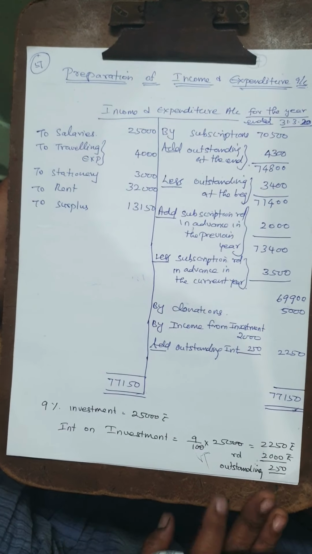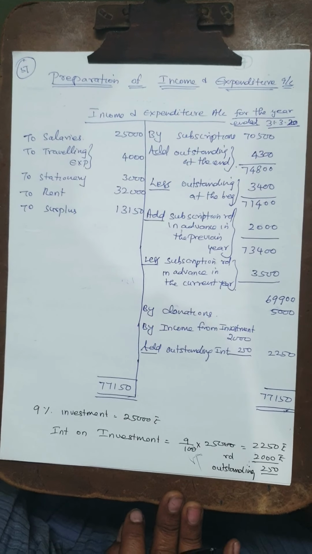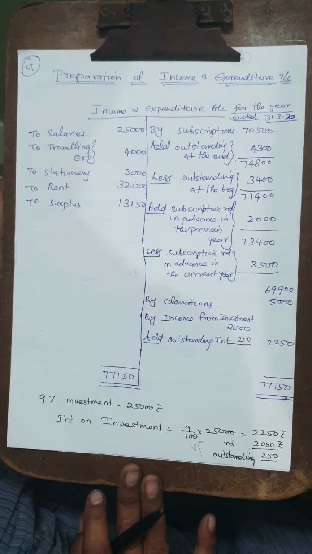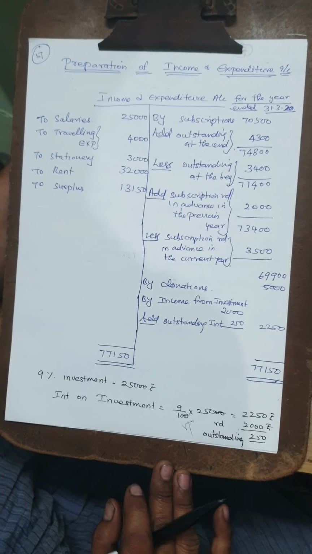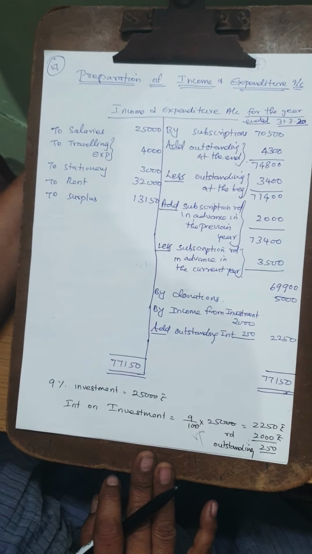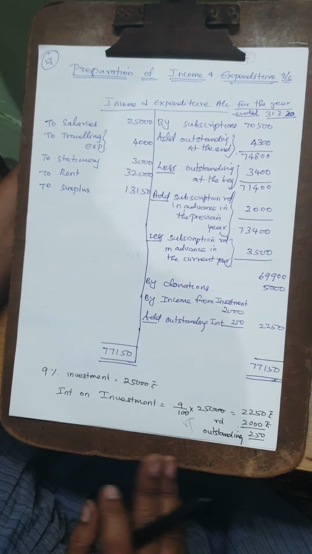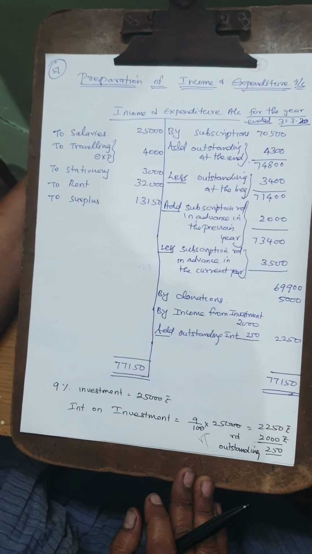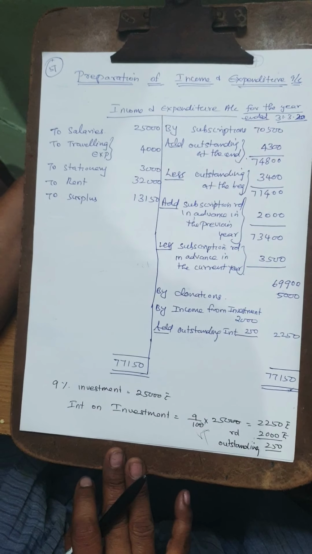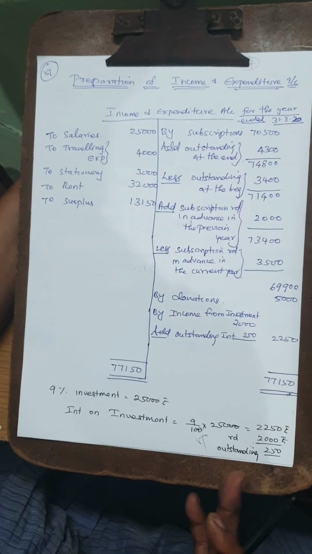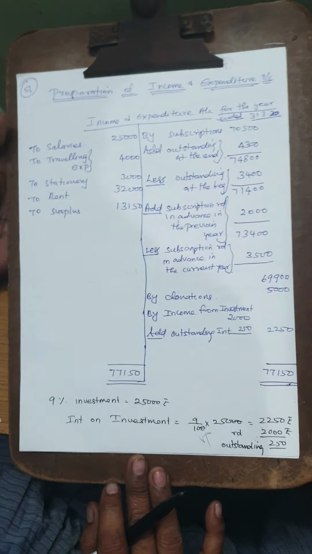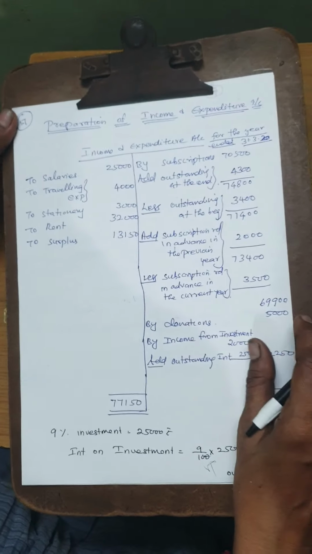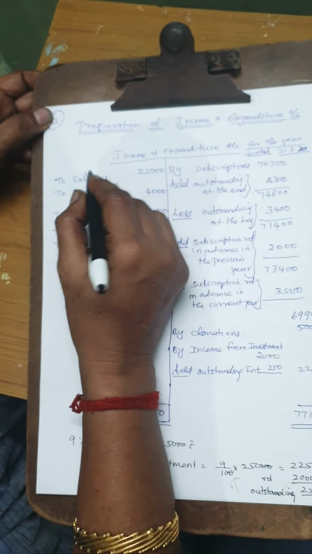So in these two sums, what I have done, first I have prepared income and expenditure account, and then I have done previous year balance sheet with the details given in the sum, so that we can find out the capital fund and then we will proceed with the final balance sheet. So first we'll do the income and expenditure account as usual. We'll start from the expense side itself.